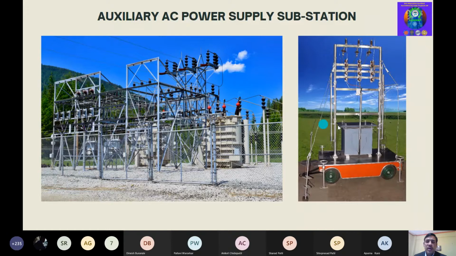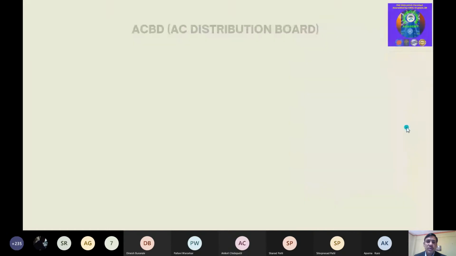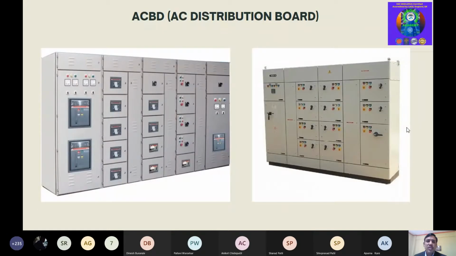So we will look at the AC system now. In the AC system we have AC distribution. For that, generally we take a feeder from 22 kV or 11 kV, and then we use a distribution transformer there, and that 11 kV we step down to 440 V phase to phase, and for single phase it is 230 or 220 volt AC.